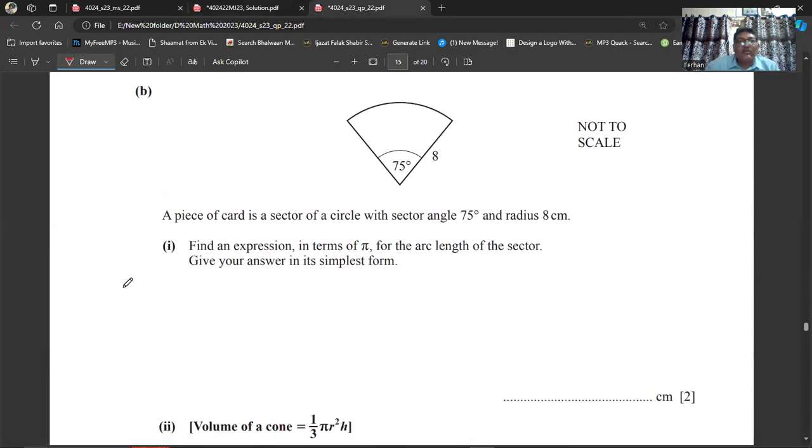So we have question number 8 and its C part. He says a piece of card is a sector of a circle with sector angle 75 degrees and radius 8 centimeter. Find an expression in terms of pi for the arc length of the sector. Give your answer in its simplest form.